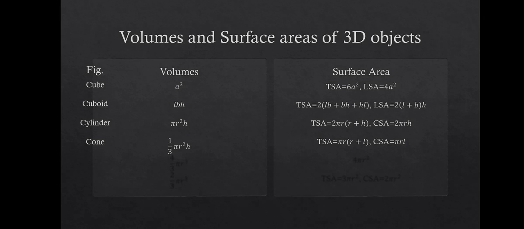What is the slant height? It is the length along the surface of the cone. If you measure the length along the surface of the cone, then that length is called the slant height of the cone.